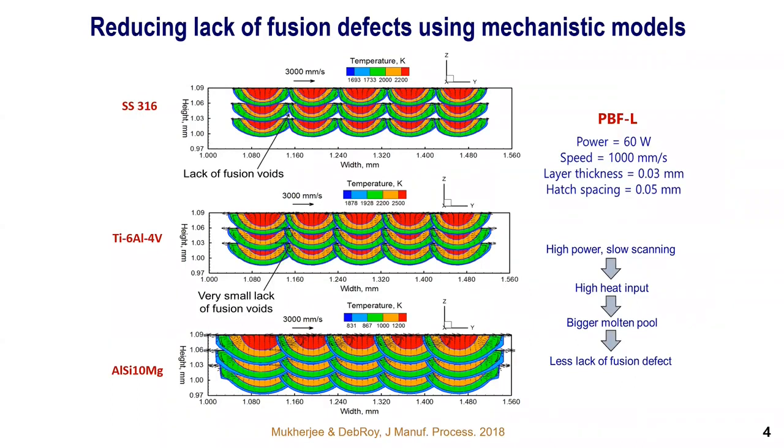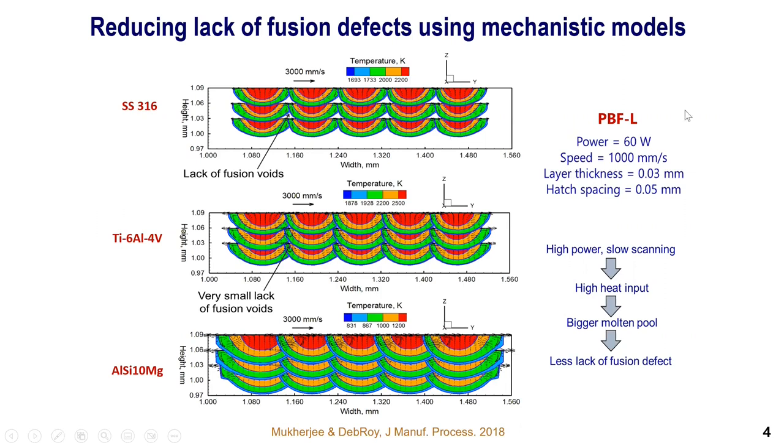Our initial work done about 5 years ago focused on mechanistic modeling, in which we solved the equations of conservation of mass, momentum, and energy to find the fusion zone geometry, temperature fields, velocity fields, solidification parameters, and a whole host of other things. We are doing similar things, except here it is for multiple layers and multiple hatches.